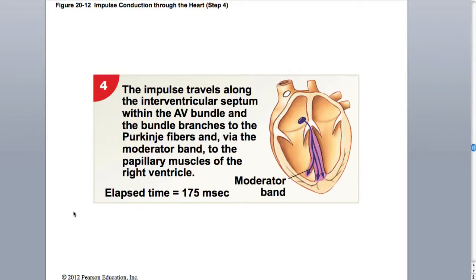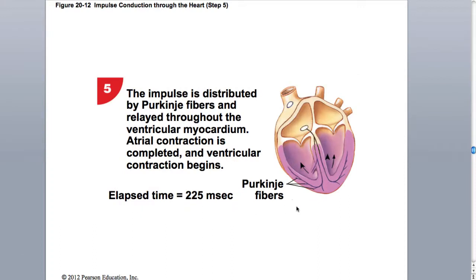This is number 4 now. In number 4, what do we see? We see the bottom still not contracting because it is actually doing what? Filling. So the bottom is still filling while it's being electrically stimulated. Once it gets to the Purkinje fibers, the bottom will be ready to contract. And now we're here. Now watch this. I'm going to read this one carefully. The impulse is distributed by the Purkinje fibers and relayed throughout the ventricular myocardium.